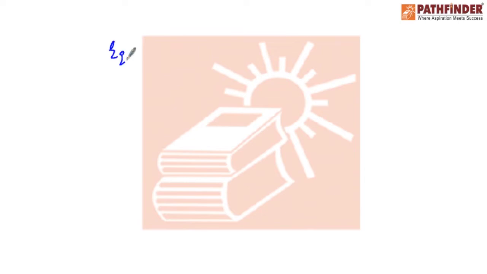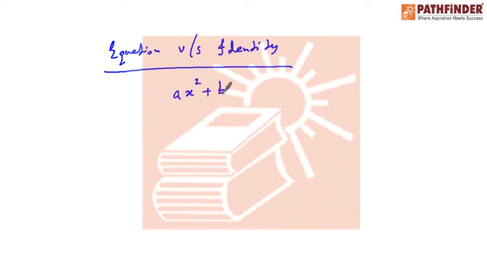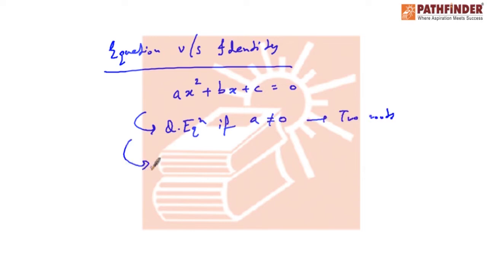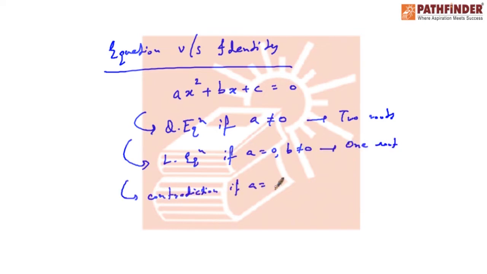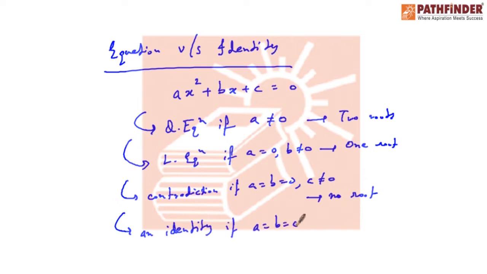Next, we talk about the difference between equation and identity. Now, a quadratic equation is satisfied by exactly two values of x, which may be real or imaginary. So the equation ax square plus bx plus c equal to 0. This is a quadratic equation if a is not equal to 0. In this case it has two roots. This is a linear equation if a equal to 0 and b not equal to 0. In this case it has one root. It is a contradiction if a equal to b equal to 0 but c not equal to 0. In this case it has no root. And it is an identity if a equal to b equal to c equal to 0. In this case it has infinite roots.